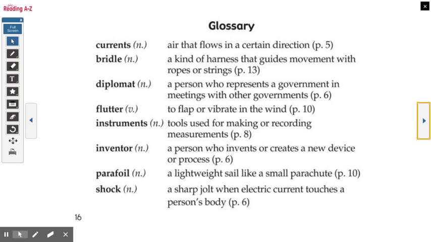And what is the definition? Can you read it with me? A person who invents or creates a new device or process. Good job. And do you notice that the word inventor and then the word invents, they sound a lot alike, don't they?